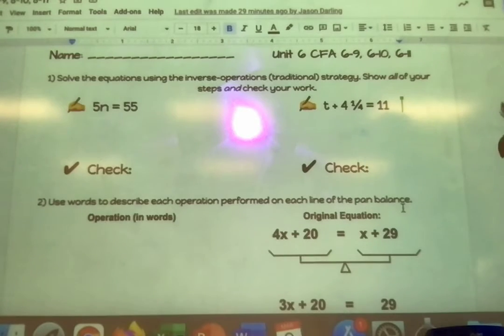All right, guys, we're going to go ahead and go through CFA 6.9, 6.10, and 6.11. Again, you've got your hard copies, so make sure you're writing these down so you've got something to study for the test, and also re-listen to the teaching here again as a review.